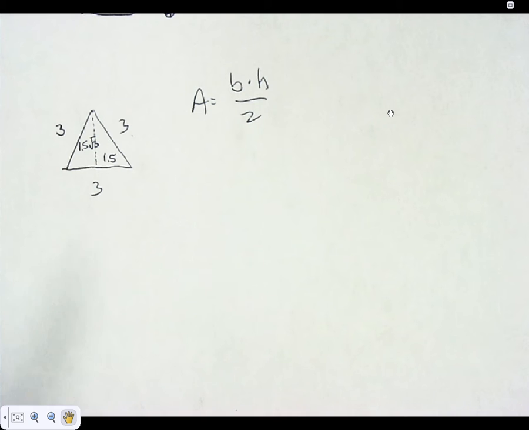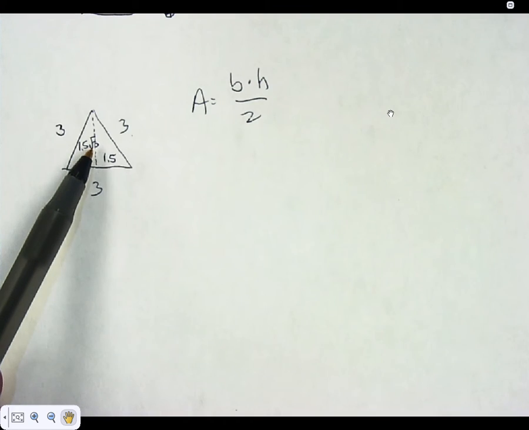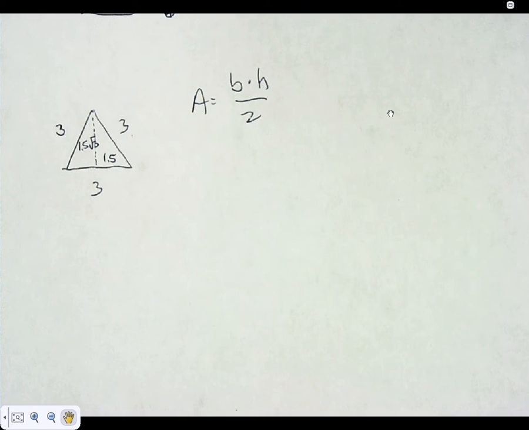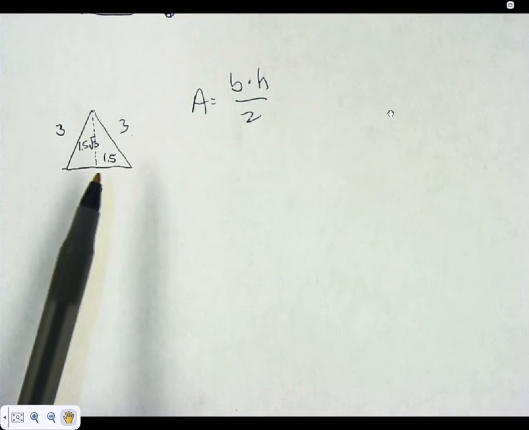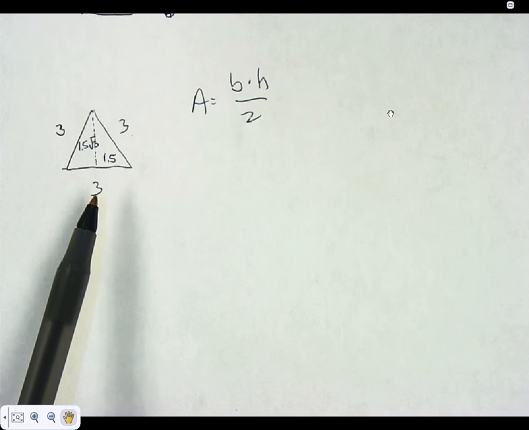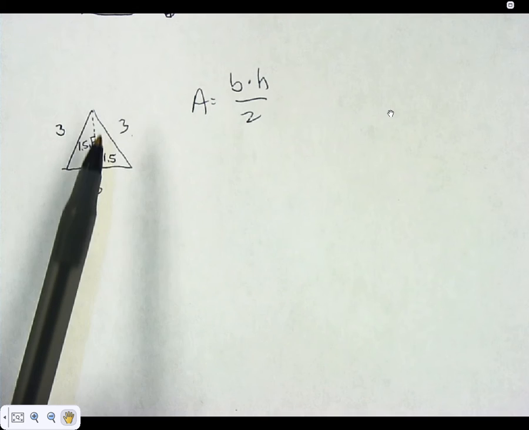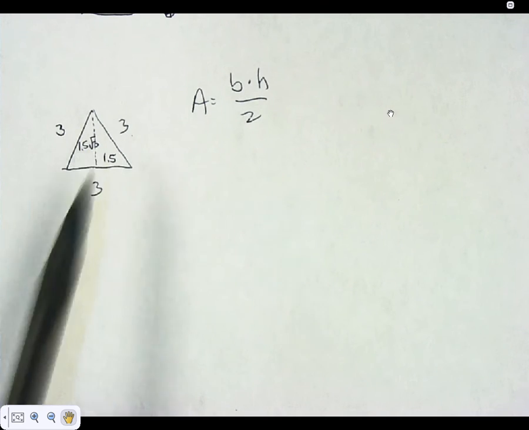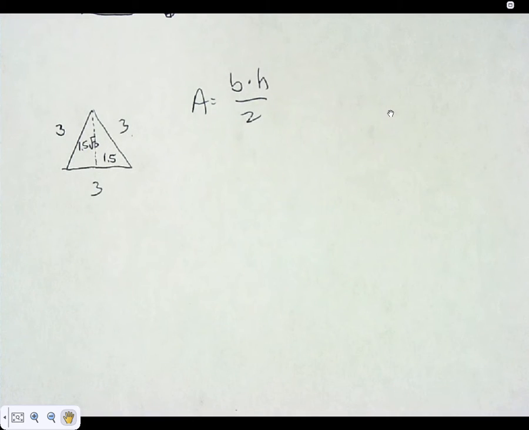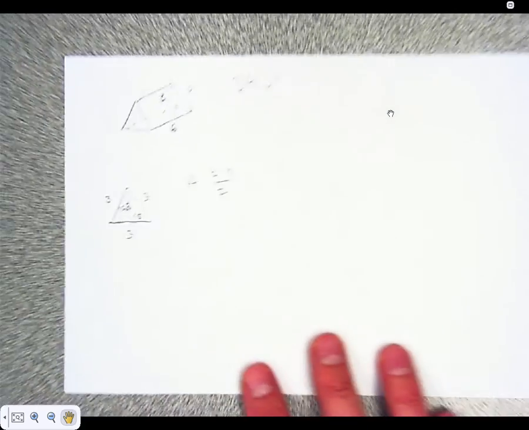But the height ends up being 1.5 times the square root of 3. And the square root of 3 is always the square root of 3. Even if this was a 4, a 5, a 6, a 7, it wouldn't matter. This would always be the square root of 3. And that's just the way it works out. It's a pattern that we find if you do the Pythagorean theorem. And that showed up in an earlier lesson.